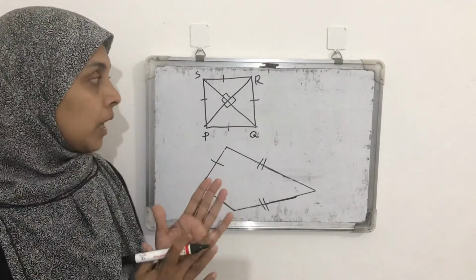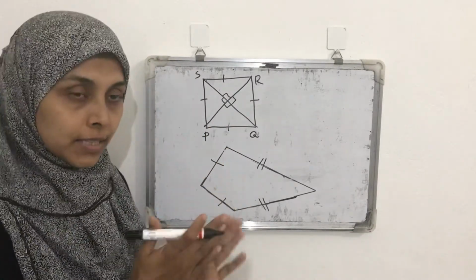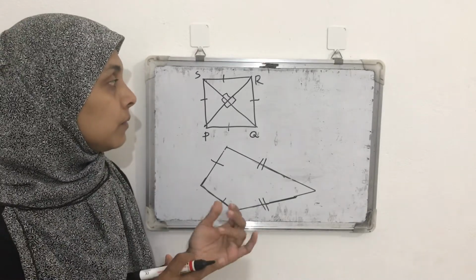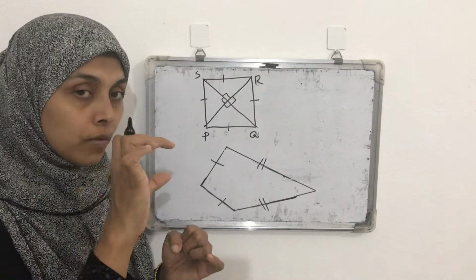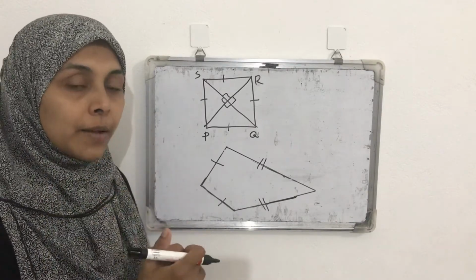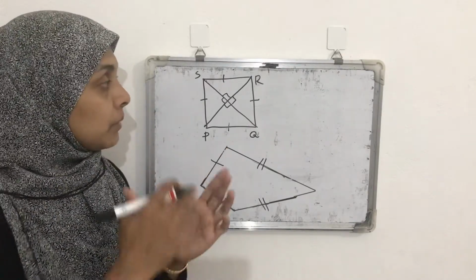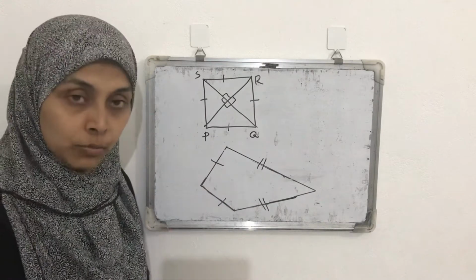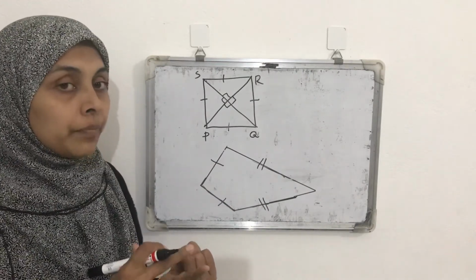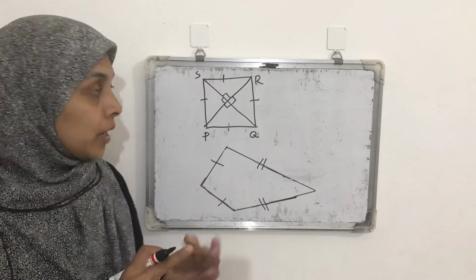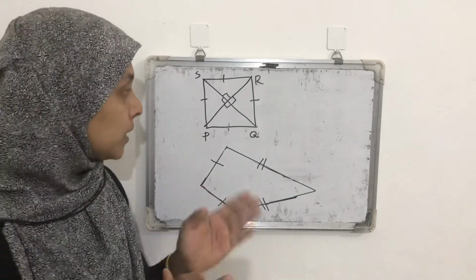So different types of quadrilateral we discussed. First one is the trapezium. That is, if there is only one pair of parallel sides, then we call it a trapezium. Next, parallelograms, and different types of parallelograms are there. One is rhombus, then rectangle, then square. These are the parallelograms.